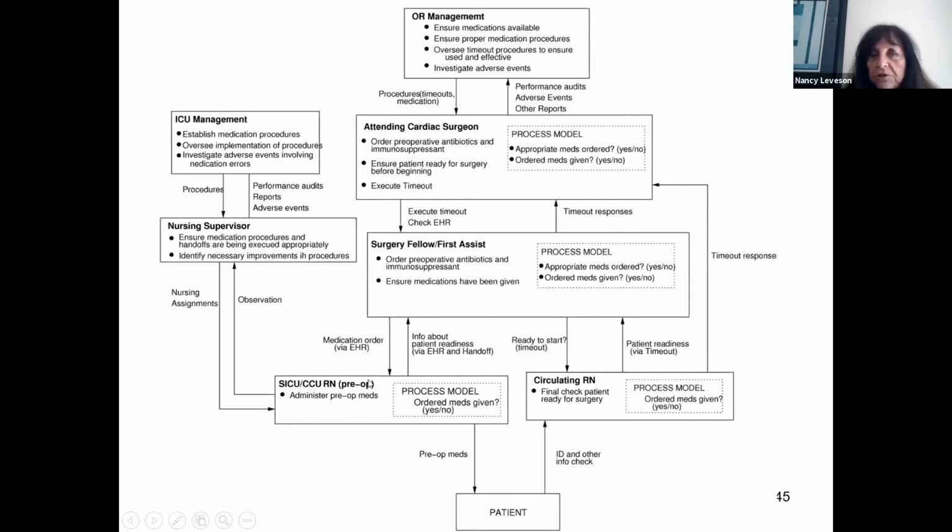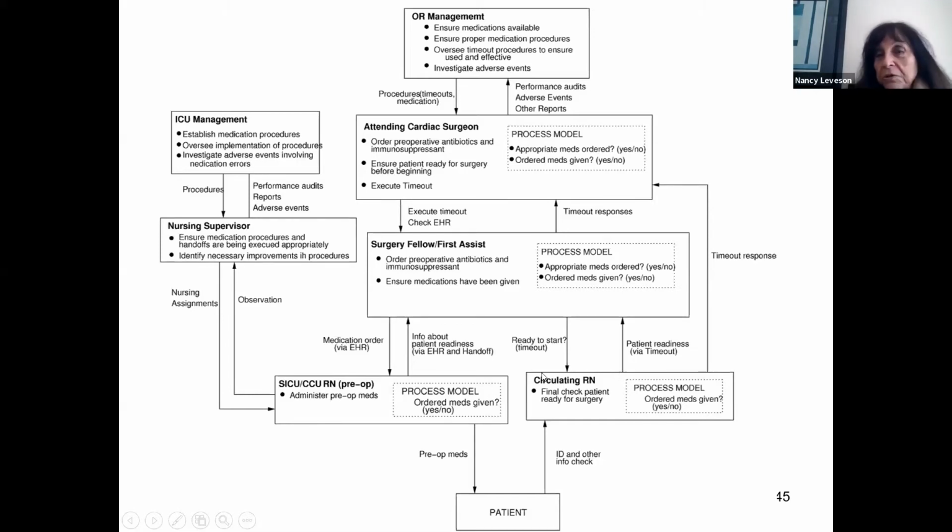Above the patient, we have the CCU, the cardiac care unit nurse, RN, whose responsibility is to administer the pre-operation medications. The important part of the process model, again, we don't have to look at all of it. We only have to look at the part that's affected here. Were the ordered meds given? Yes, no. And is it my responsibility, we'll see, to give it.